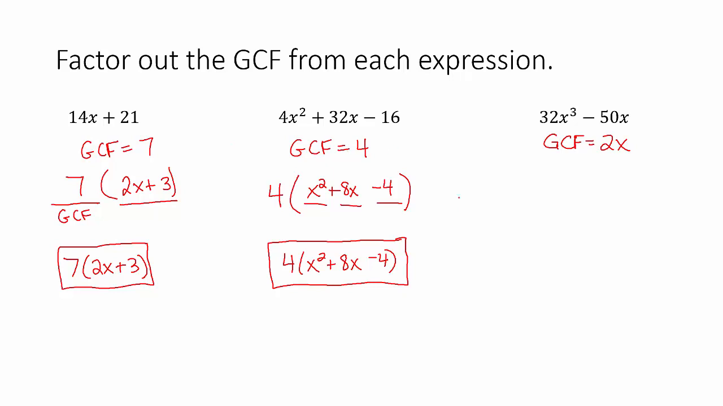All right, and then for our last one, our GCF is 2x, and we're factoring a binomial, so we know that's going to have 2 terms inside of there. So what happens when we take 32 and divide it by 2? Well, we get 16. What happens when we take x cubed and divide it by x? We get x squared. On to the second term. What happens when we take -50 and we divide it by 2? We get -25. What happens when we take the x, divide it by x? Well, they cancel, and that means we've done our job.